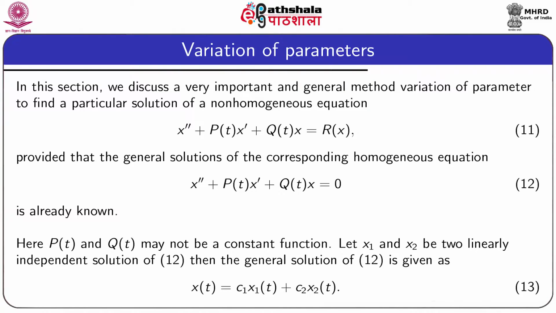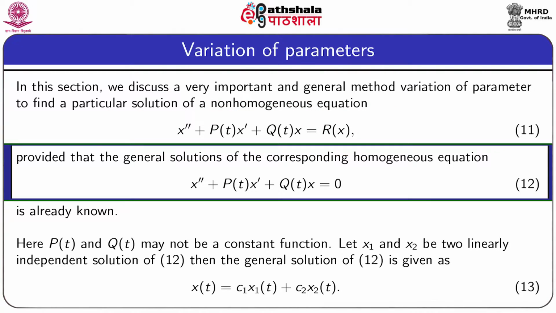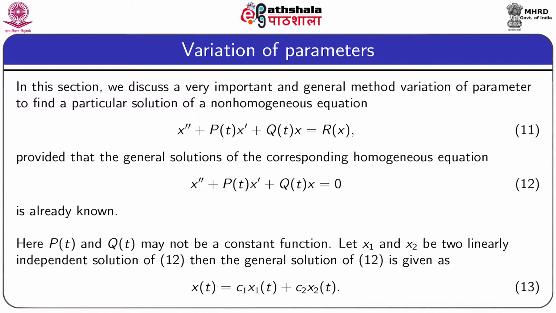We will now discuss the method of variation of parameters. It is a very important and general method to find a particular solution of a non-homogeneous equation of the form x double dash plus pt x dash plus qt x equal to rt, provided that the general solution of the corresponding homogeneous equation x double dash plus pt x dash plus qt x equal to 0 is already known. Here, pt and qt may not be constant functions.